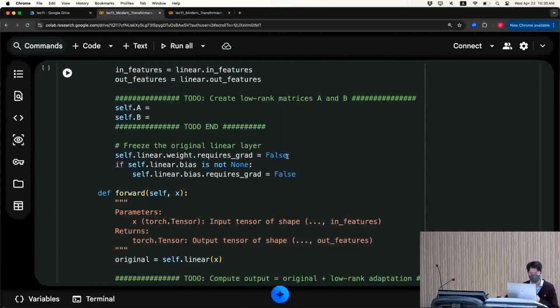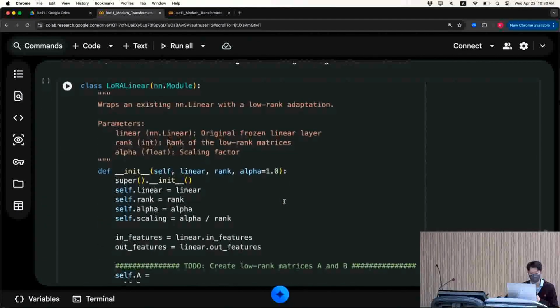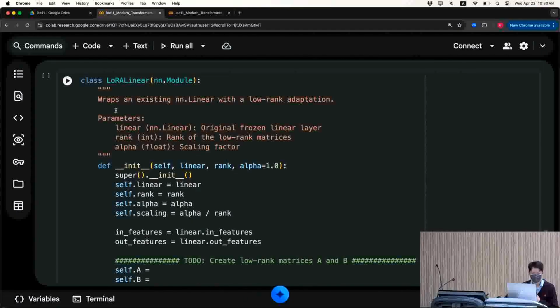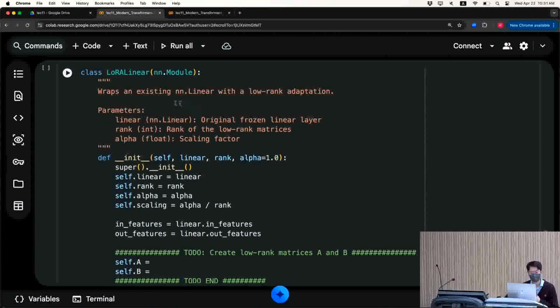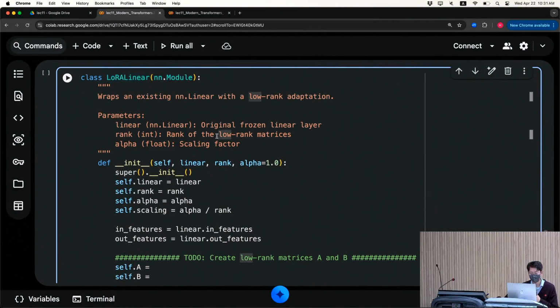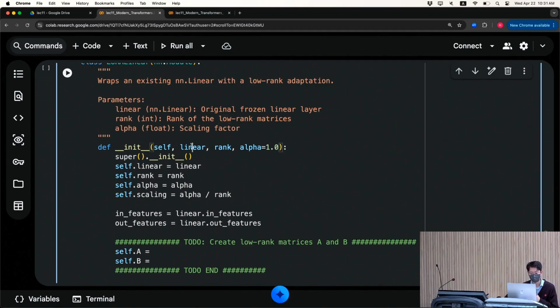All right, so I think this is the final to-do for this notebook. We're going to implement the LoRA linear. It's going to wrap the existing linear module with what we are implementing here. It has 3 parameters. Linear, this is the original frozen linear layer, the pre-trained weights. Rank, an integer, designates how much rank we're going to use, or basically the size of the skinny portion of A and the height portion of B, and alpha is some scaling factor.